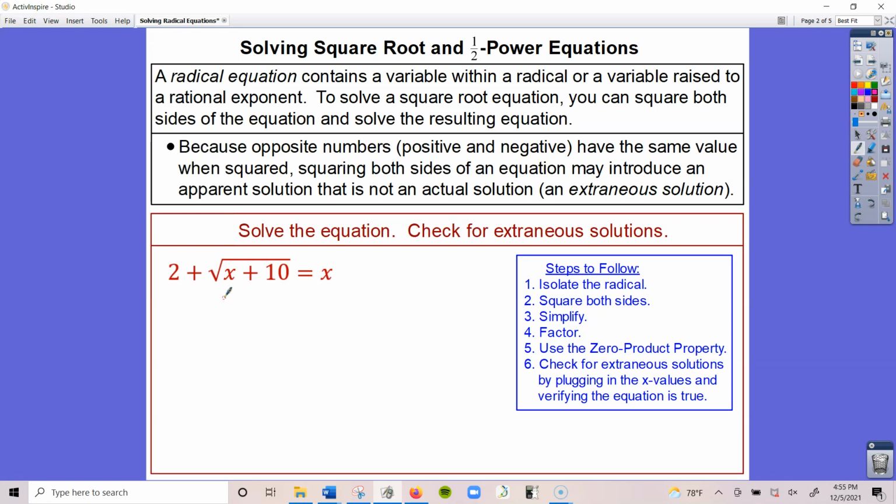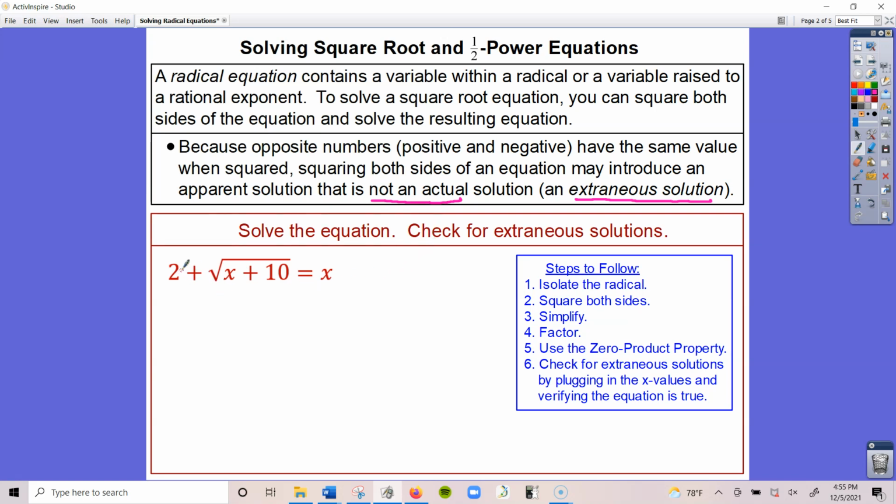And if you get two solutions, then you're going to have to check them. Because if you check them and one of them does not satisfy the equation, then that is called an extraneous solution, which means that it is not an actual solution for the equation. So let's have a look at what that would look like.